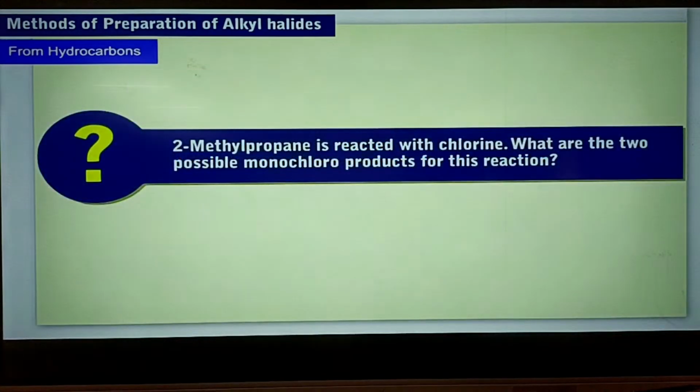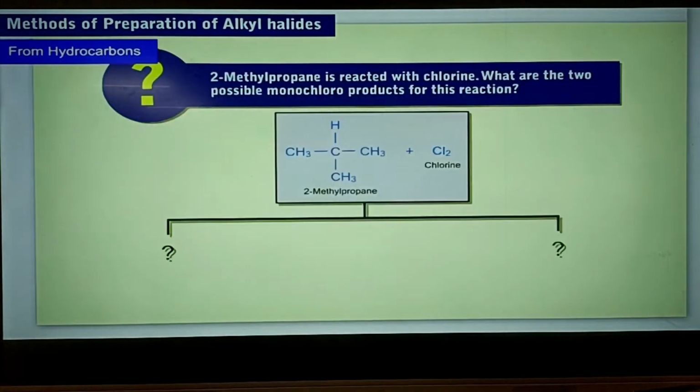Let's apply our knowledge. 2-methylpropane shown here is reacted with chlorine. What are the two possible monochloro products for this reaction? Note that in 2-methylpropane, we have a tertiary hydrogen, as well as several equivalent primary hydrogens.